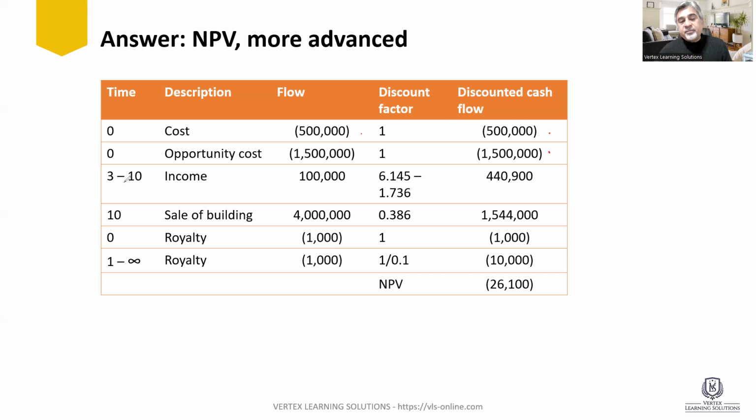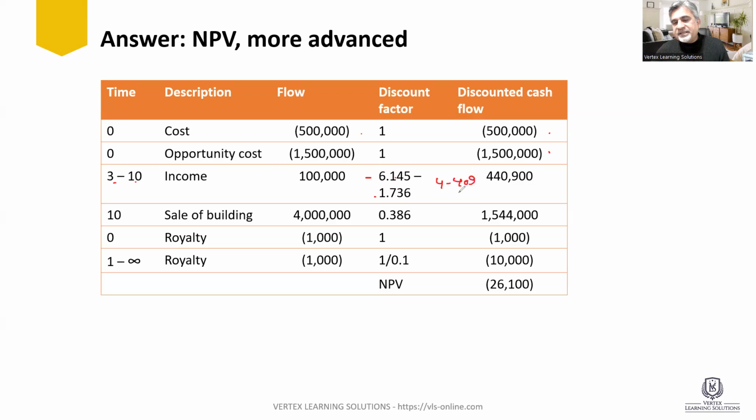Then I've got income from year 3 to year 10, 8 years, because it is an 8-year cash flow starting from year 3: 3, 4, 5, 6, 7, 8, 9, 10. So I take the 10 years factor. This is your 10 years factor. But for the first 2 years, you do not get anything. So you subtract the 2 years factor. So the factor for year 3 to year 10 is 6.145 minus 1.736, you get a number which is actually 4.4.